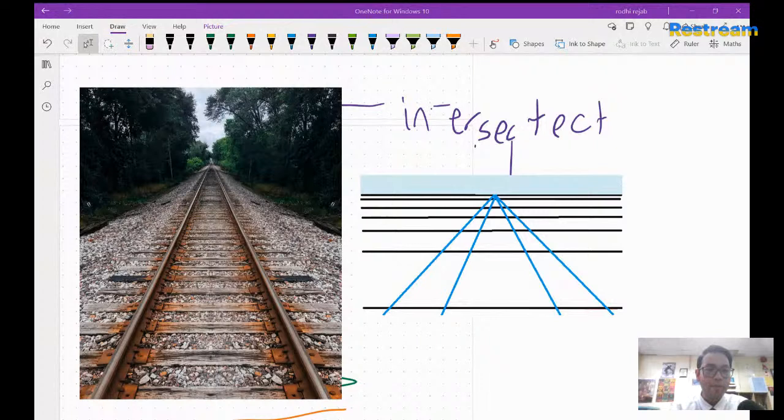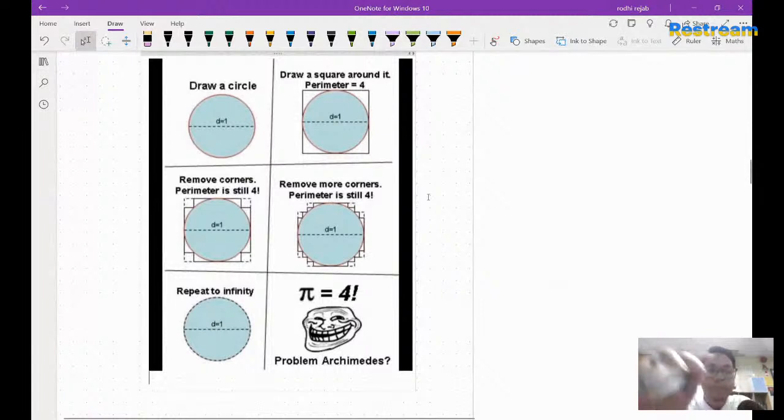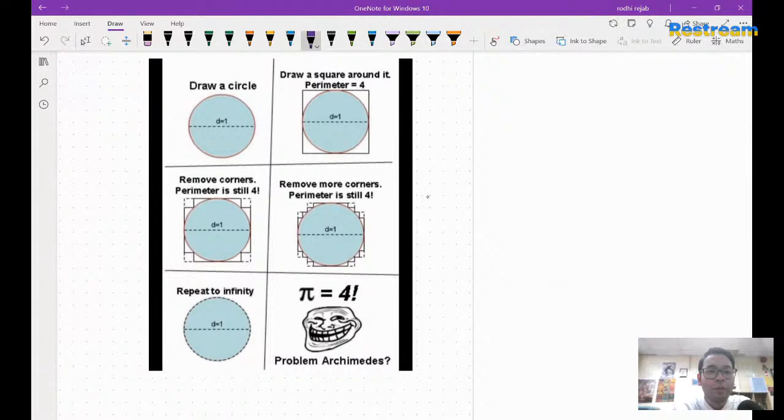So I can bring you one question and show you one meme. It makes logical sense. They draw a circle and then they draw the perimeter of a square, which is 4, and then they remove the corner and do it infinitely, and they get the perimeter equals 4, which is pi equals 4, which is no problem. Okay, if you look at this equation, it's correct.